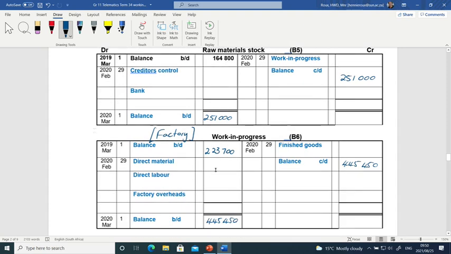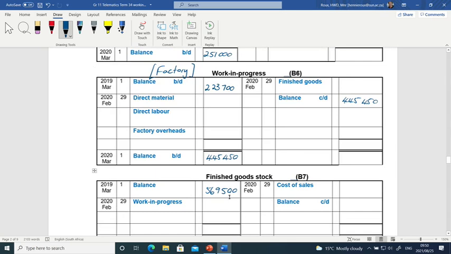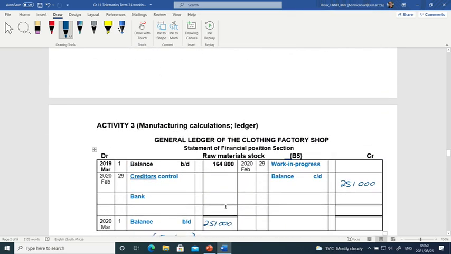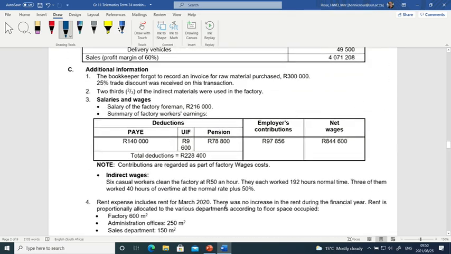We take the semi-finished goods that we had at the beginning, we add material, we add direct labor, we add the factory overheads, and then when we subtract the semi-finished goods that we have at the end, then we have the finished goods that we completed during this year, and that will be available to sell at the end of the financial year. So now we go to the information that they gave us.